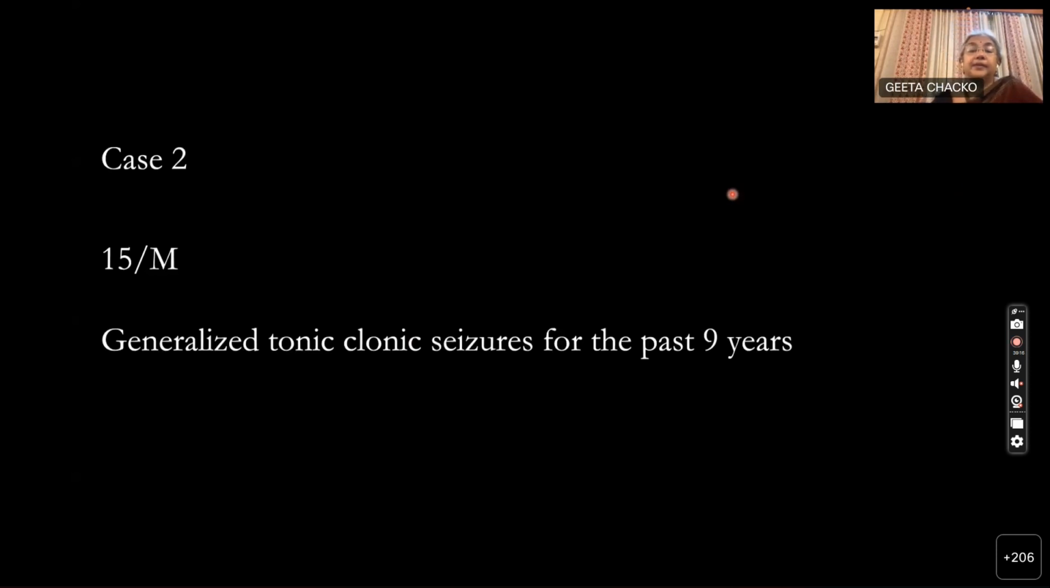All right. So Anvisha, you said that you have seen very few brain tumors in the past. So let's see whether you can at least broadly get some idea on this case. Can you see the screen? Yes, ma'am. Please read it. 15 years male patient with generalized tonic-clonic seizure for the past 9 years.